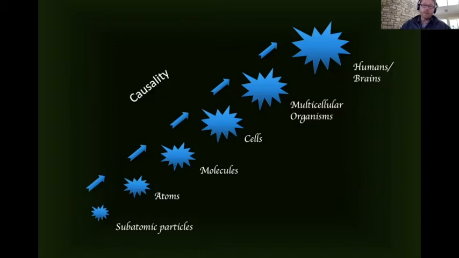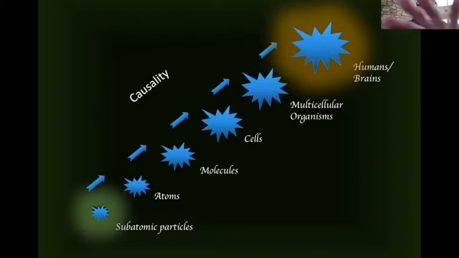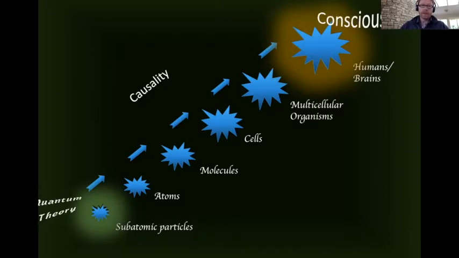Okay, so then our story goes, as we climb up this ladder and we eventually make humans with brains, there's this thing that arises at the top, and that's consciousness. And then at the bottom, at this point in time, we have quantum theory. So the two ends of this chain of causality or time are somewhat mysterious.